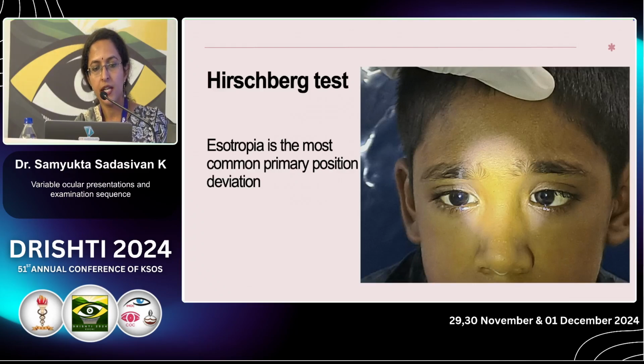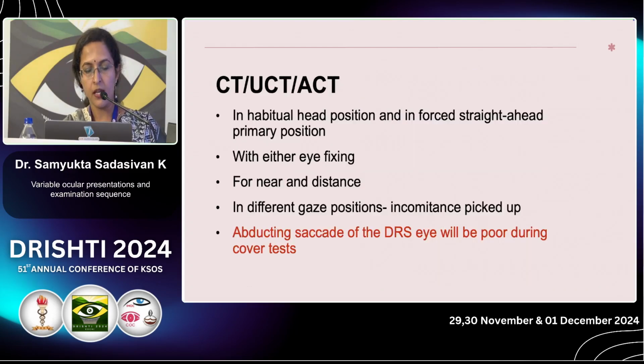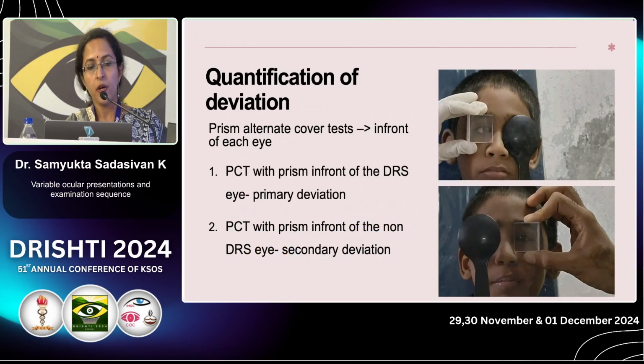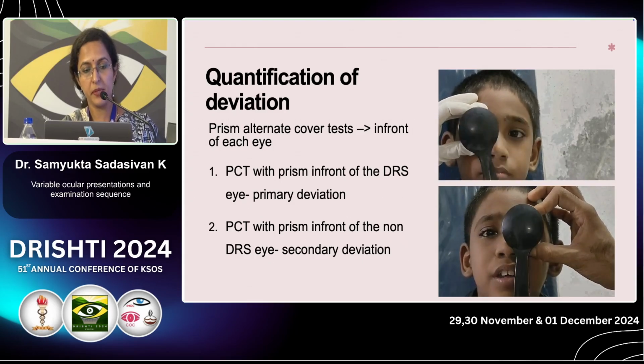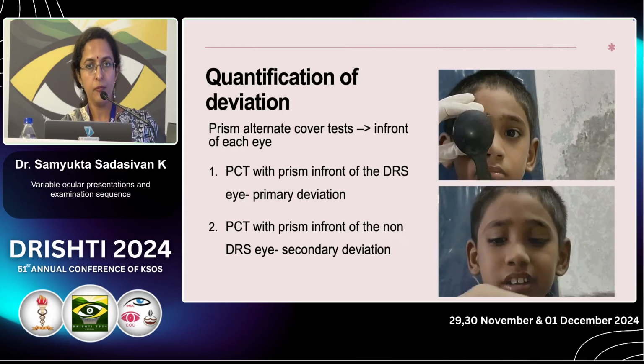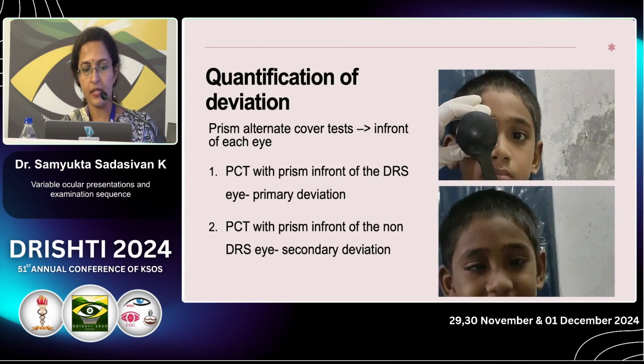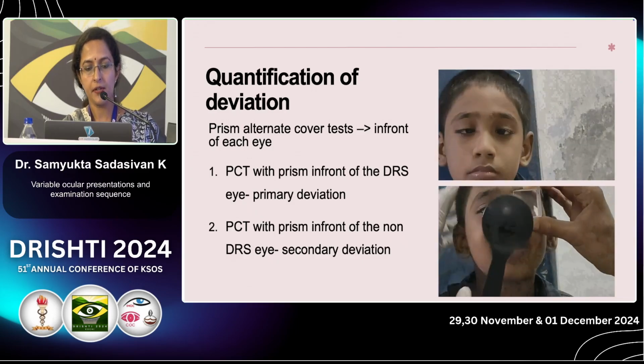So this is your screening Hirschberg test. The deviation can be an ortho-DRS, exo-DRS, or ESO-DRS. Esotropia is the most common primary position deviation. Cover tests follow, to be done in habitual head position and also in the forced straight-ahead primary position. Abducting saccade of the DRS eye will be poor during the cover test. You quantify the deviations by doing prolonged prism alternate cover tests, with the prism in front of either eye separately. So this will give you the primary and secondary deviations.